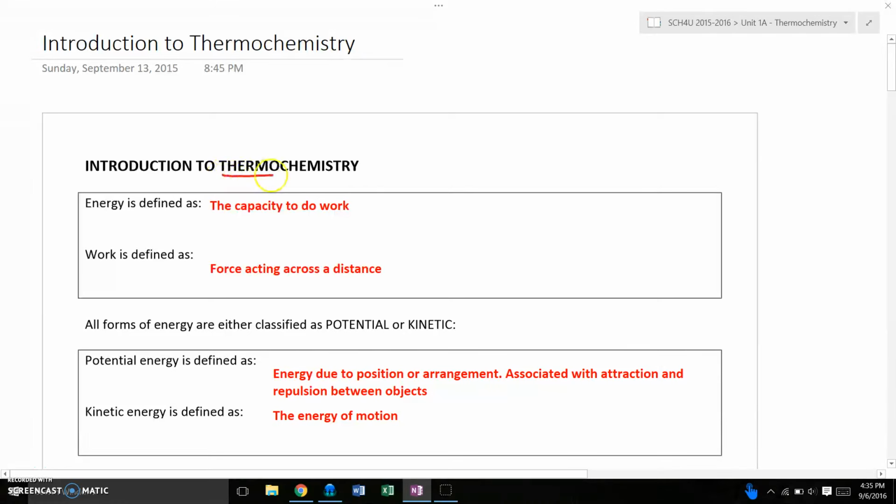Thermochemistry is really a focus on thermo, heat, and obviously chemistry. We're really going to focus on the science of thermodynamics. And again, thermo comes from heat, and dynamics is change or movement.